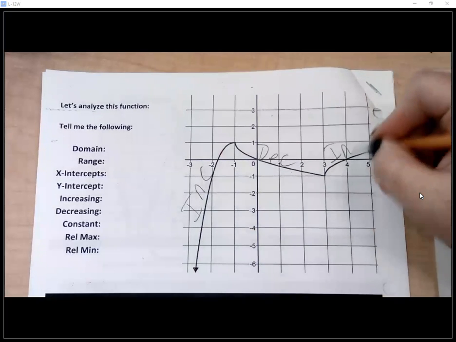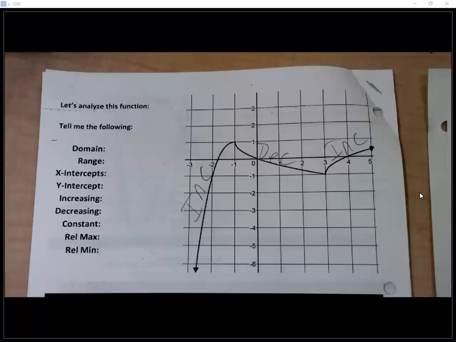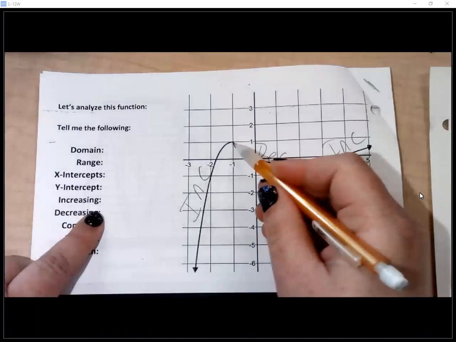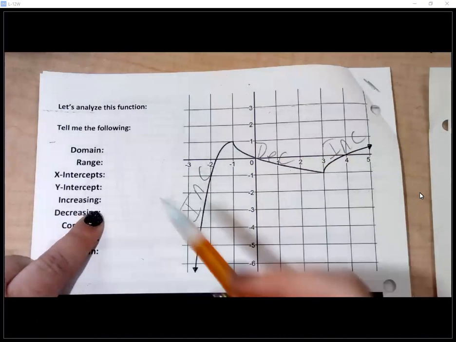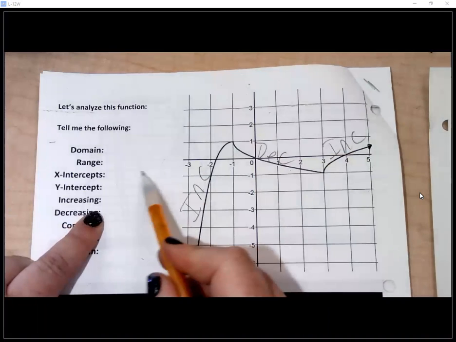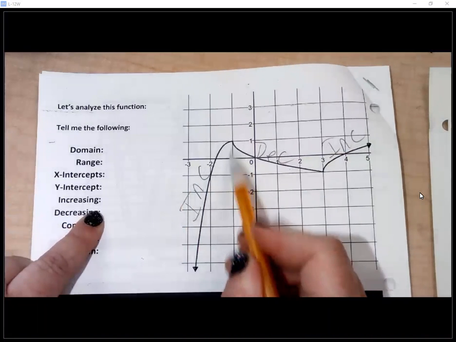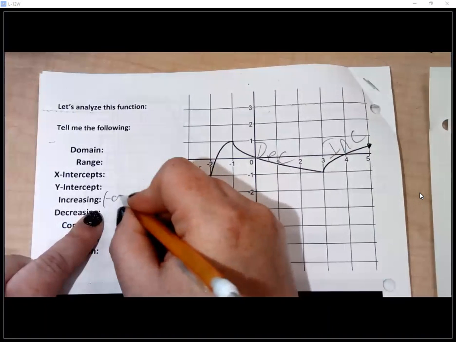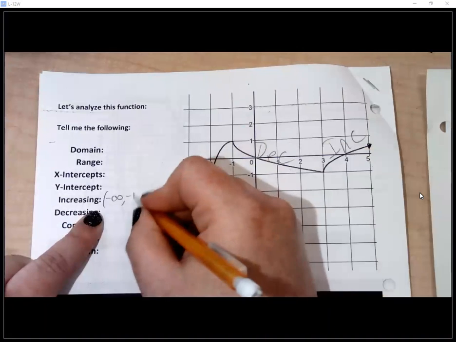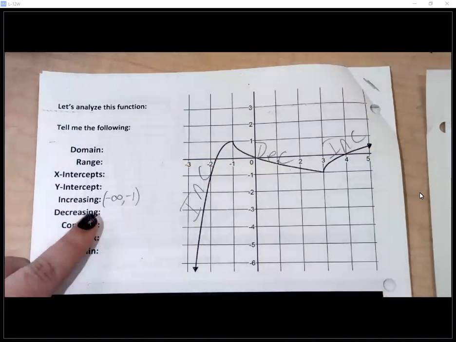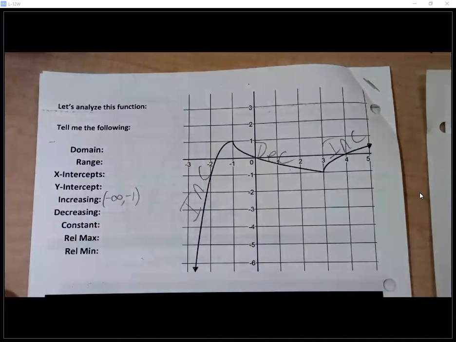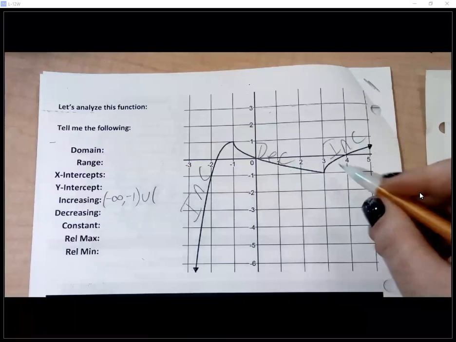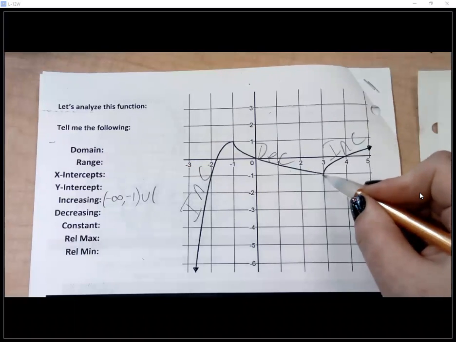So what I need to do to write my answer for where I'm increasing, I need to say this chunk. And I only care about the X values. I don't care about Y. So this goes off forever. So from negative infinity all the way up until I hit an X value of -1. Aren't I increasing over that whole chunk? So negative infinity all the way up to -1. Just don't include the -1 because right at that second, it's not going up or down. Now there's another chunk where I'm increasing. It's here from X values of 3 to positive infinity.